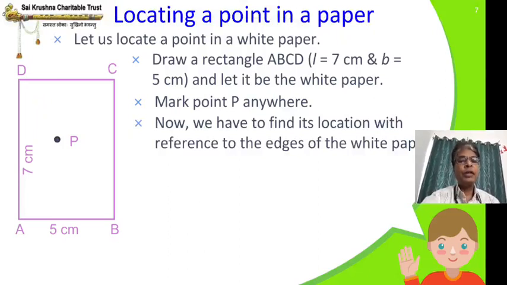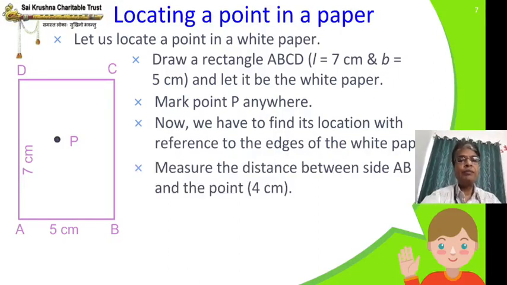Now we have to find its location around the edges of the white paper. Now a point is there. So we can check top edge or bottom edge or left edge or right edge. Let us see one by one. Measure the distance between side AB and the point. I have measured, and it is coming to 4 centimeters. Is that sufficient? If I say the point is lying at 4 centimeter from the bottom, is that sufficient? Not sufficient.